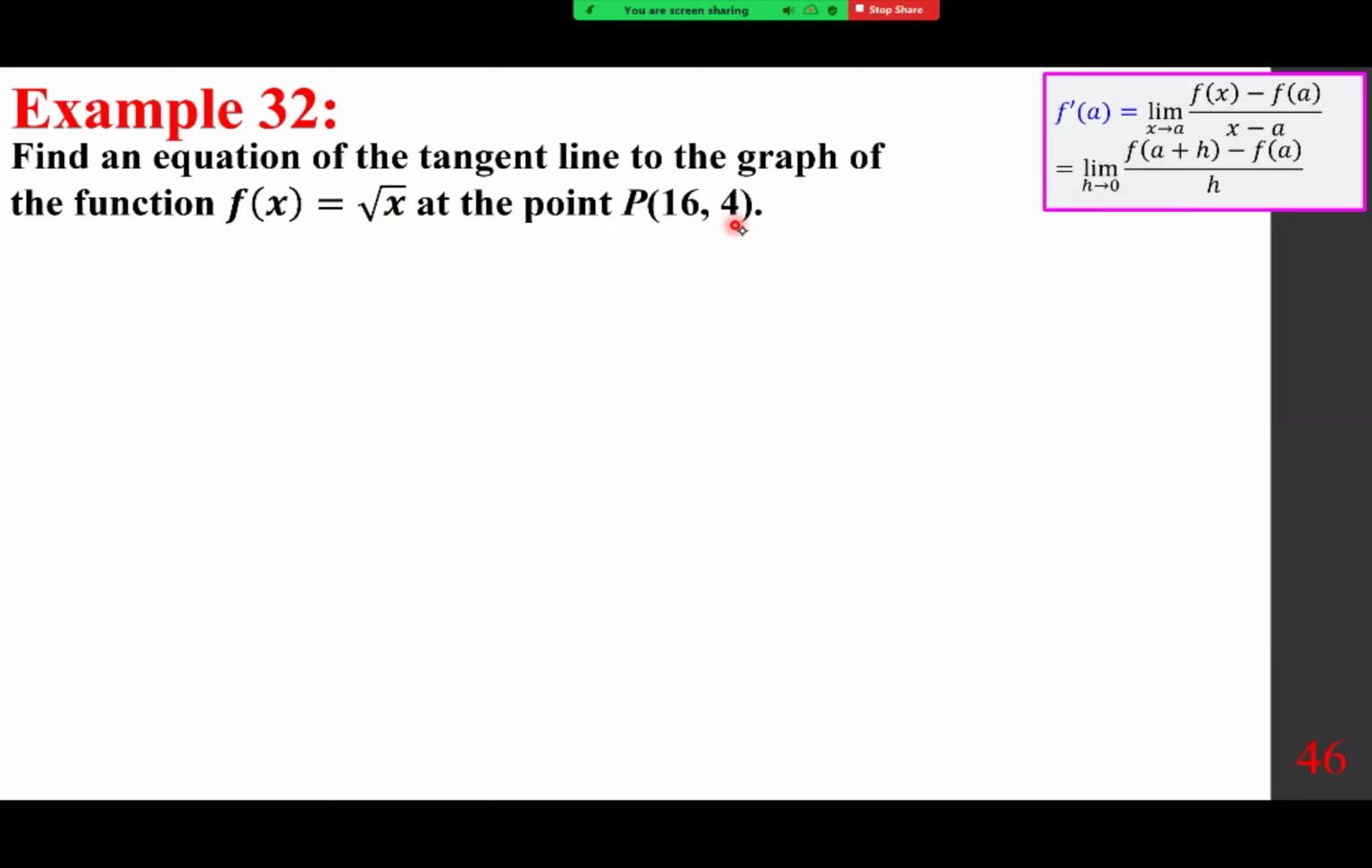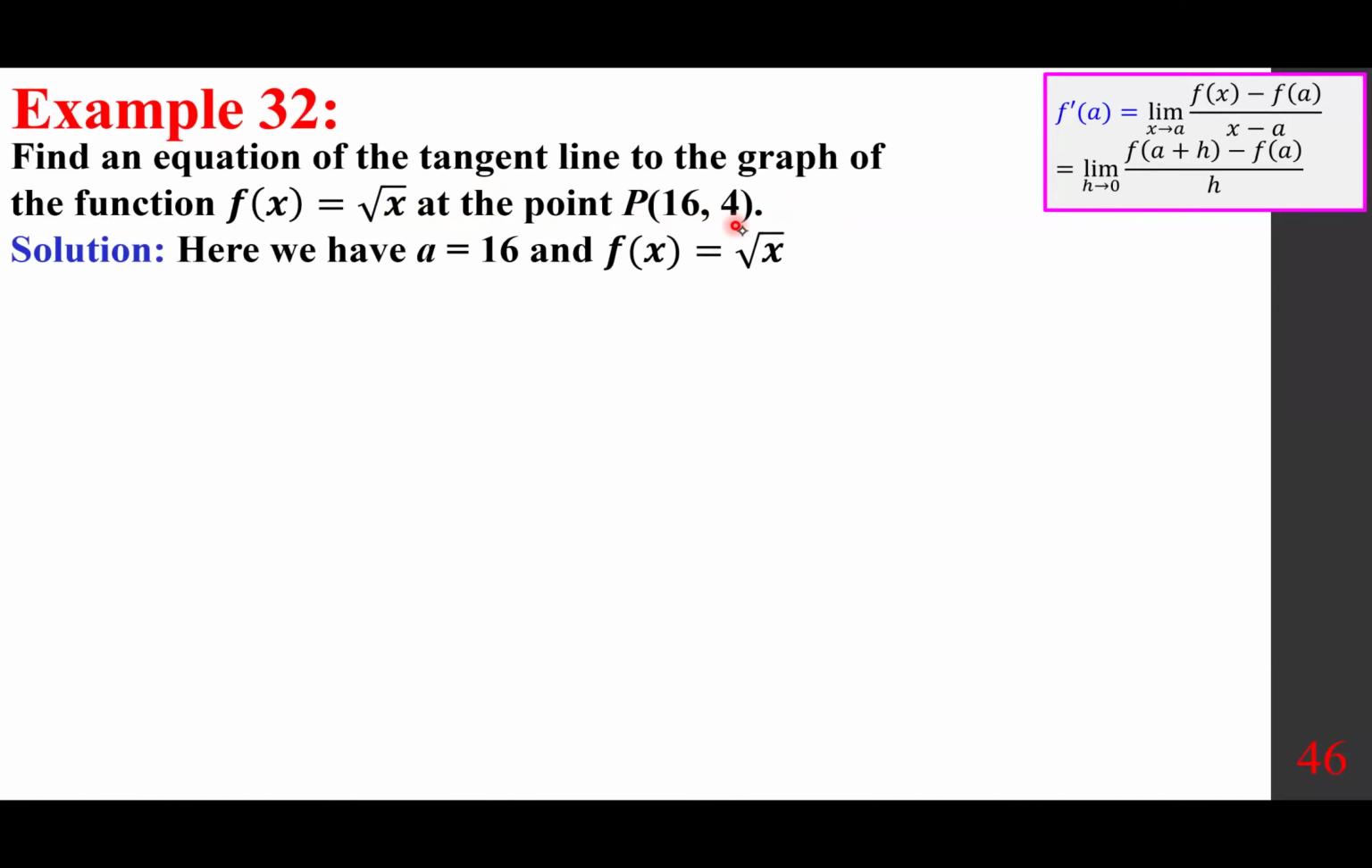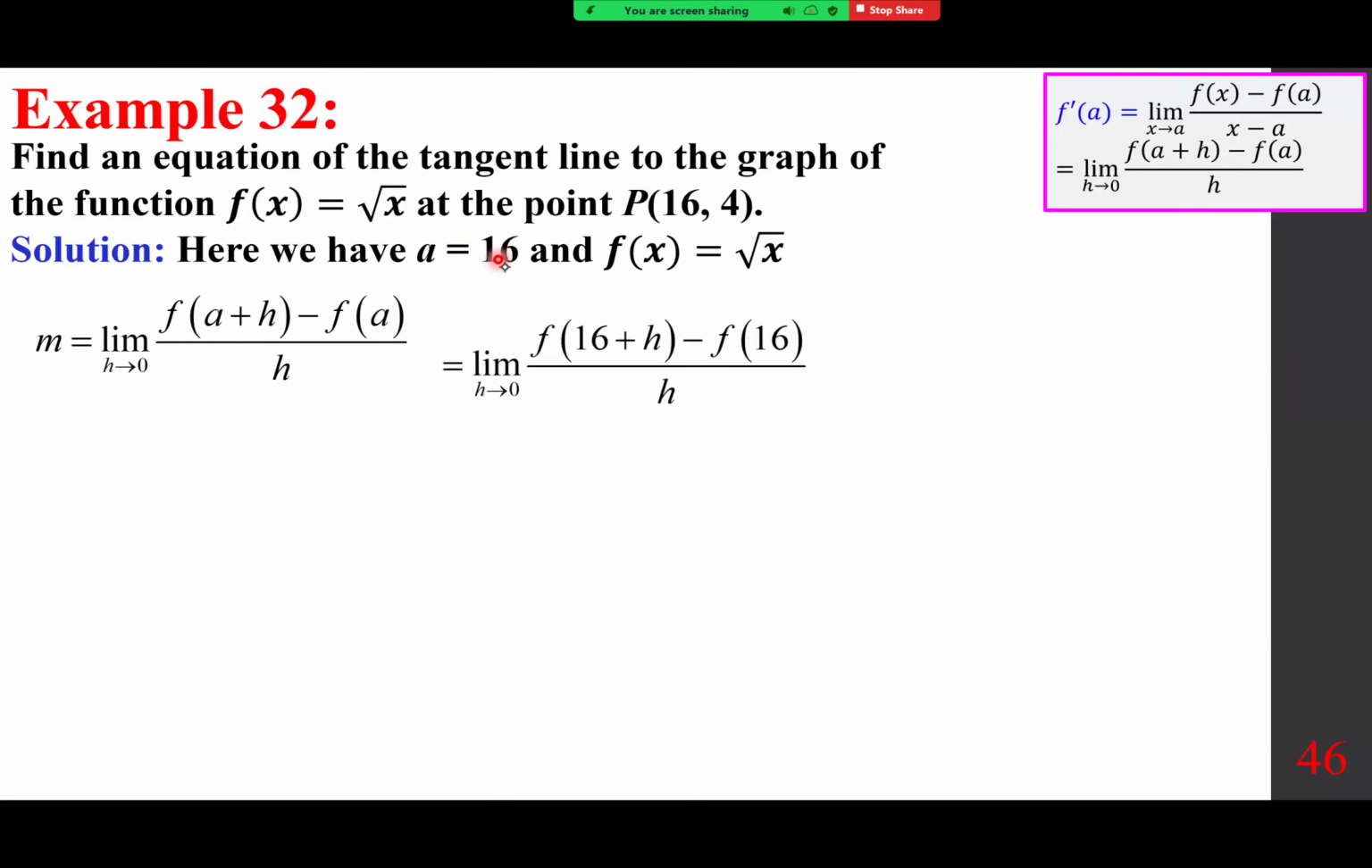And so what we want to do, we have the pair, we want to find the slope. And over here, a is 16 and f of x is square root of x. So m is the limit of f of a plus h minus f of a over h as h approaches 0. Let's look at this one and replace the a with 16.